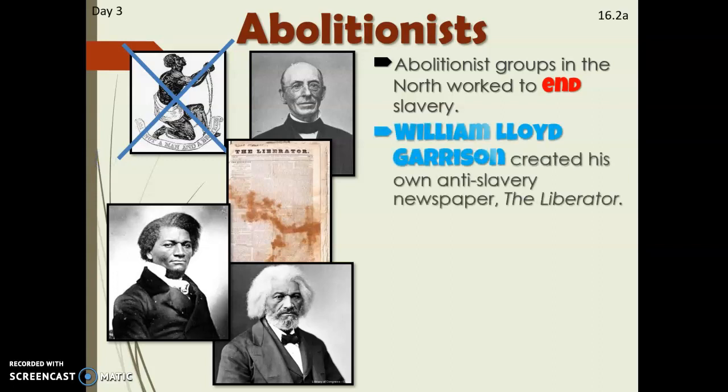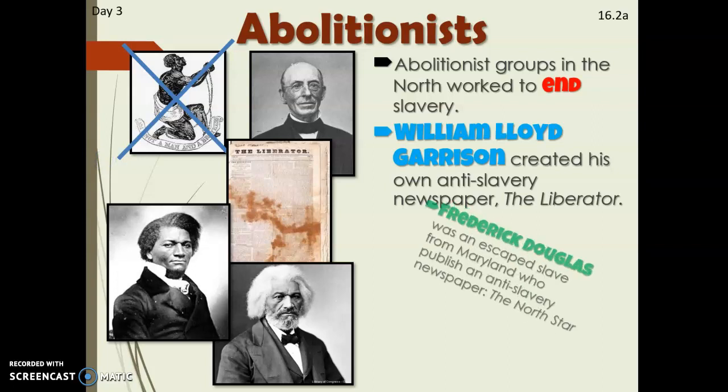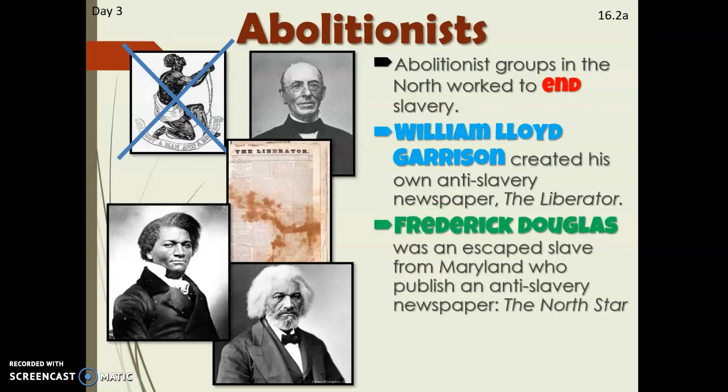The first guy to show here is William Lloyd Garrison, and he created his own anti-slavery newspaper called The Liberator. And he would report on what was going on in the South with slavery. They wanted to inform people. He also did speeches all around the New England area, and that's actually where he meets the next guy, an escaped slave named Frederick Douglass.